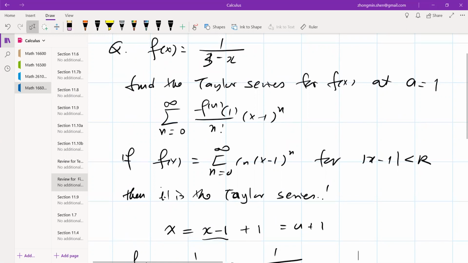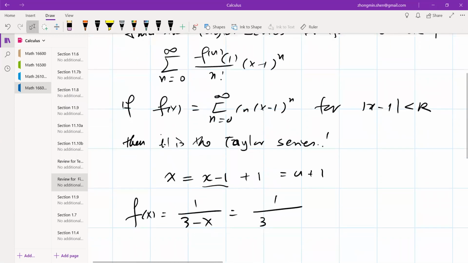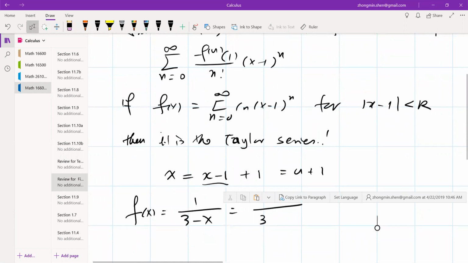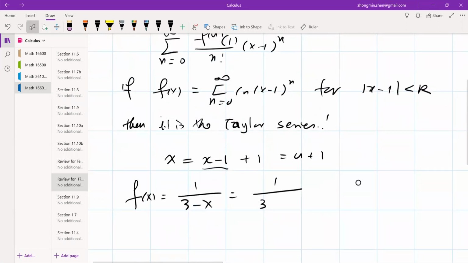Then by the theorem, this is a Taylor series. So all you have to do is just modify the function. You let x be x minus 1, then plus 1, right? And so let u be x minus 1, for example. Yes, that's always the relation. Then x is going to be u plus 1.